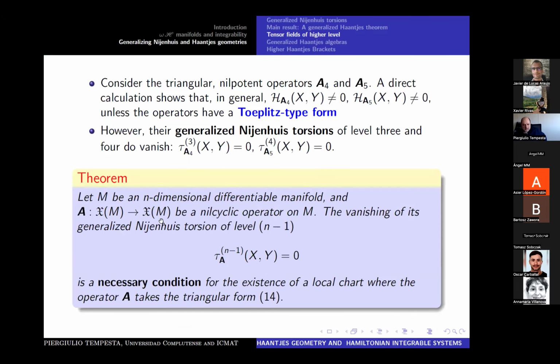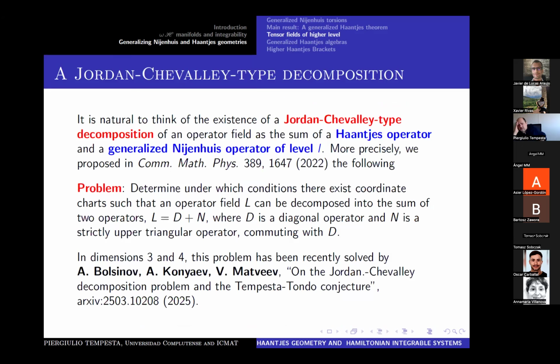In particular, indeed, what we have is that if you have a Jordan cyclic operator, which means that it is nilpotent and cyclic at the same time, then it is necessary, and this is a necessary condition, that its generalized torsion of level n-1 vanishes. Okay, so these higher-order geometries are quite recent, I would say. They were defined in 2022. So many things should be explored, of course.